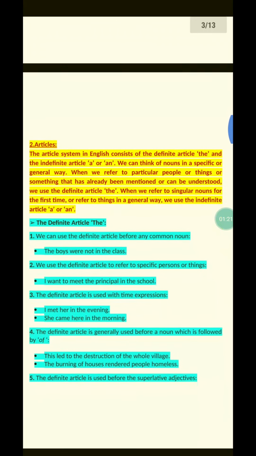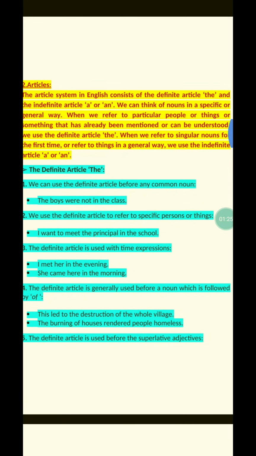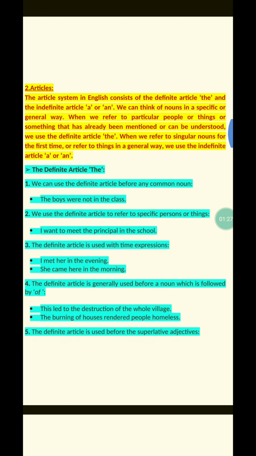Second, a very important part, that is articles. Children, the article system in English consists of the definite article the and the indefinite article a or an. So let's see where and how we use the article the. First point, we can use the definite article before any common noun. For example, the boys were not in the class.